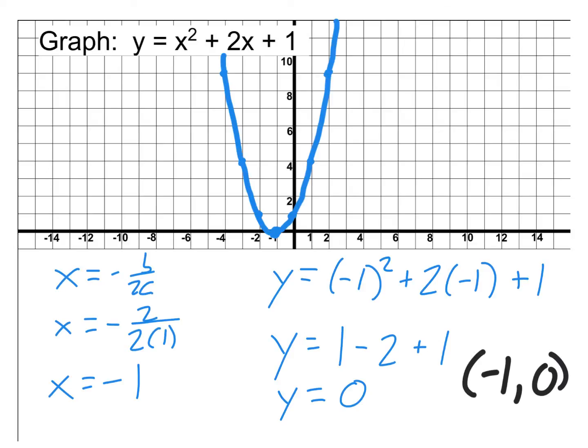So the basic idea here is that anytime you're given a quadratic equation in standard form and you are asked to graph it, you will find the vertex by using x equals negative b over 2a. And then once you've found that x value, plug it back into the original equation to find out what y is, plot that point, and then graph x squared as usual.